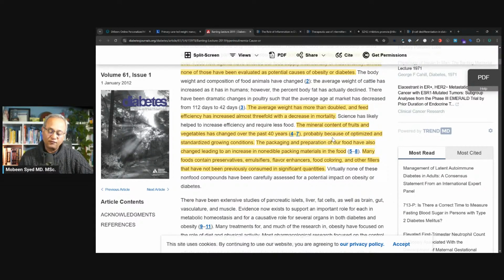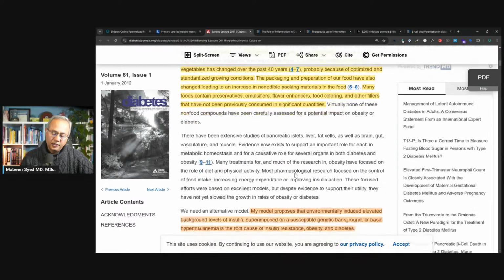The mineral content of fruits and vegetables has changed over the past 40 years, probably because of optimized and standardized growing conditions. The packaging and preparation of our food have also changed, leading to an increase in non-edible packing materials in the food. These were not supposed to be in the food, but they are in the food. Many foods contain preservatives, emulsifiers, flavor enhancers, food coloring, and other fillers that have not been previously consumed in significant quantities.